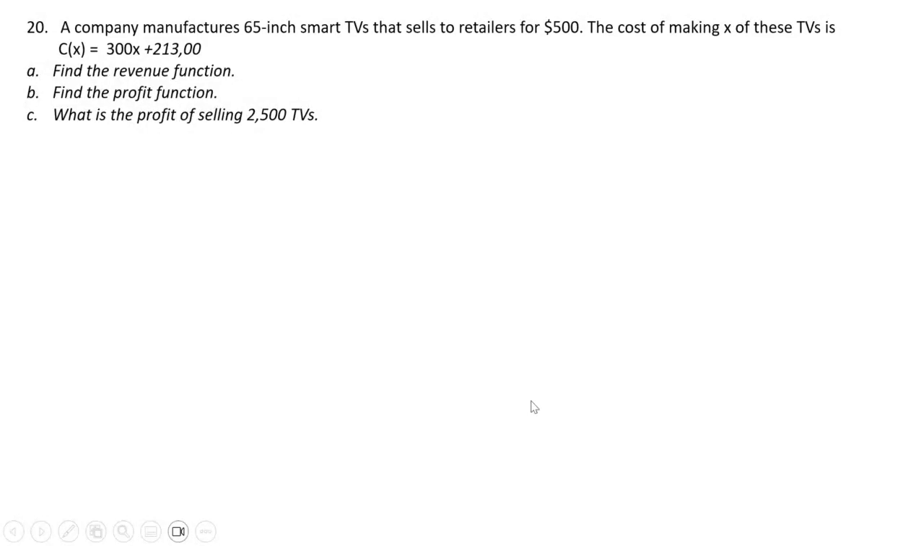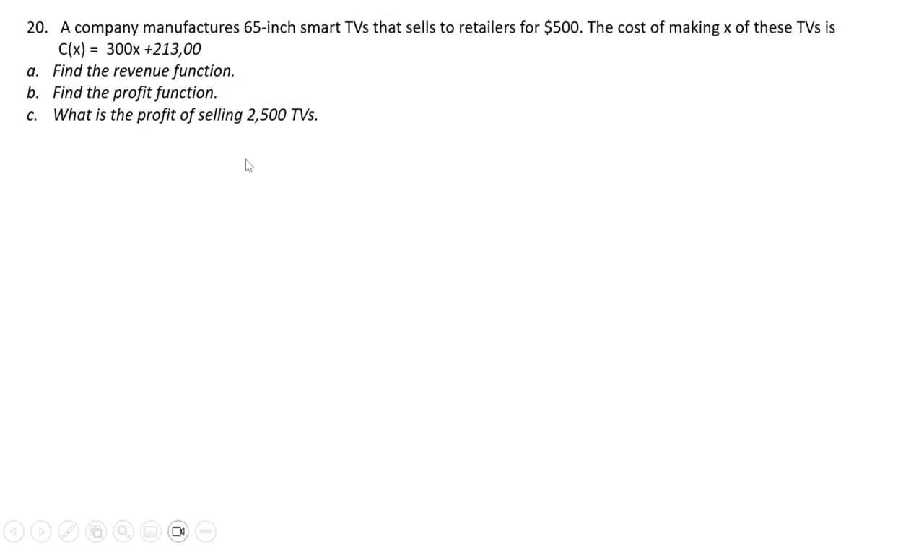Now, number 20. A company manufactures 65-inch smart TVs that sells to the retailers for $500. The cost of making x of these TVs is C of x equals 300x plus 213,000. I forgot to put another 0 here, guys. It's supposed to be 213,000.